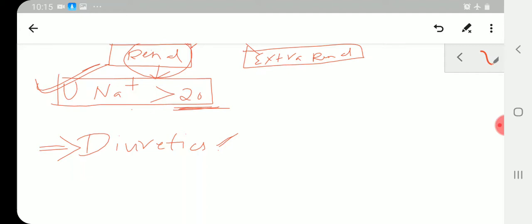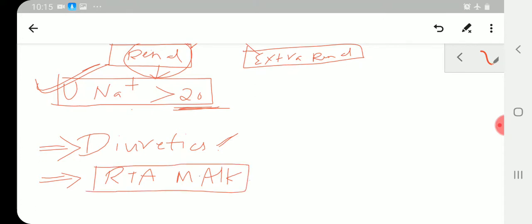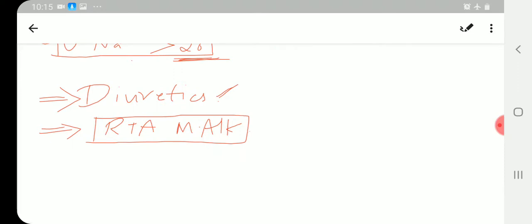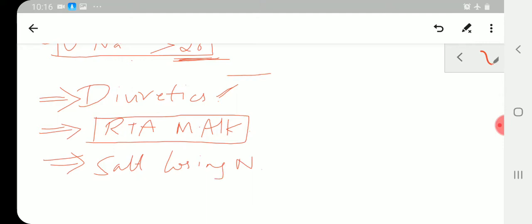The number 2 cause I want you to remember is bicarbonaturia, that is renal tubular acidosis with metabolic alkalosis, bicarbonate being kicked out through urine. Bicarbonaturia is the second point you should know. And the third point you should know is salt losing nephritis. These three are very important whenever you find urinary sodium more than 20 in your MCQ.